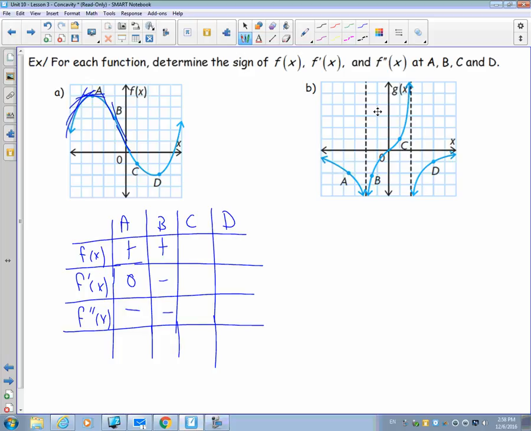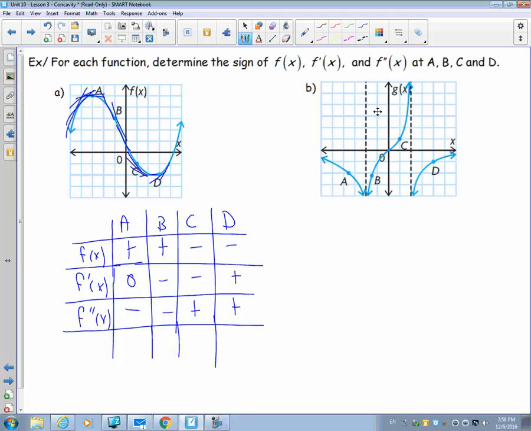Let's try C. C is a negative value. The function is still decreasing at that point, but it looks like my tangent is starting to get steeper, so it's a positive. And D, well, D is obviously negative. The function has just started to increase there, it looks like. And my derivative was at 0, and now it's starting to get bigger again. It looks like it's a concave up situation. Okay, so that's the kind of thing I want you to do. You try the last one.